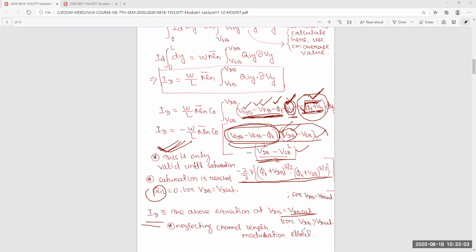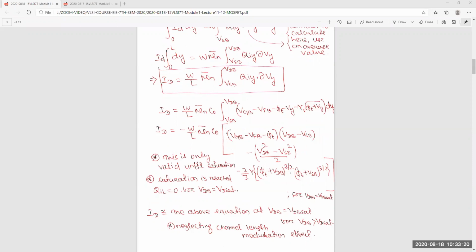So neglecting channel length modulation. Here also we are not using any channel length modulation, which we have not discussed yet. We'll discuss that. Qualitatively, we have already said sometime what channel length modulation is. So if you derive, then this equation you will get. This is generally called the 3/2 power law equation. Okay, so no need to remember these things. Just know how we'll get these equations.